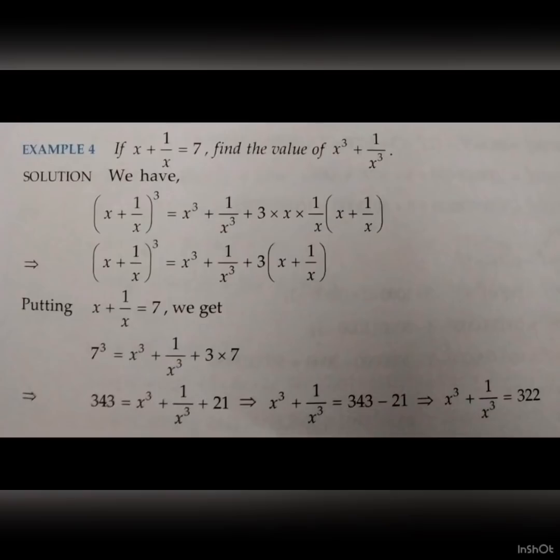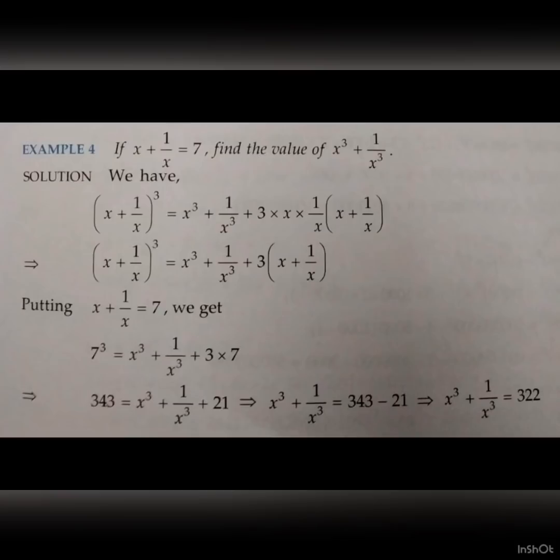Now 3 into x into 1 by x is equals to 3 only. We can cancel the term x. Now we are also given x plus 1 by x is 7. So on the right hand side and on the left hand side, let us replace x plus 1 by x by 7. On the left hand side we have 7 cube, which is 343. On the right hand side we have x cube plus 1 by x cube plus 3 into 7. So it is 343 is equals to x cube plus 1 by x cube plus 21.